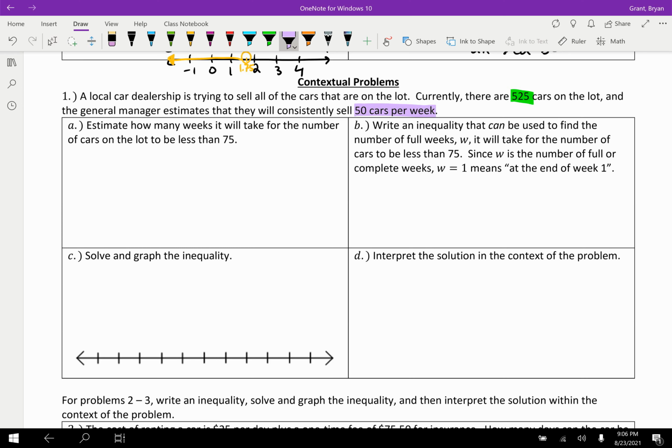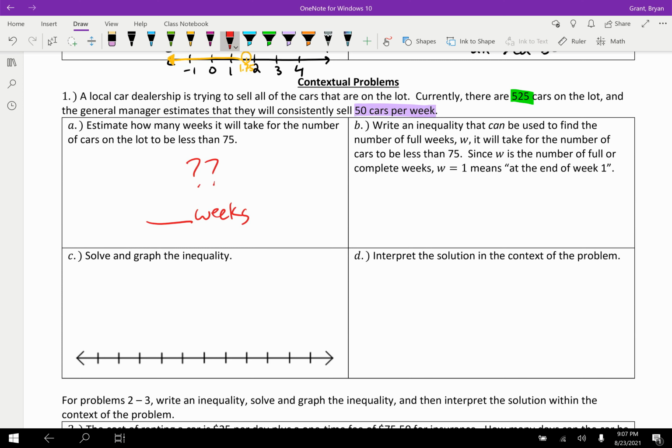Well, this one you should just do on your own, right? 525 selling 50 cars per week. Just estimate. How long do you think it'll take for them to be less than 75? We're just going to guess. Maybe you think it's 10 weeks, or 12 weeks, or 9 weeks, or 8 weeks. You get to put however many weeks that you would like here. Your choice.